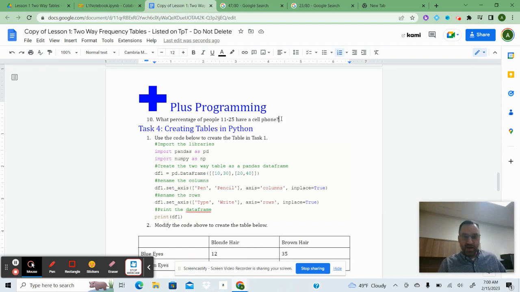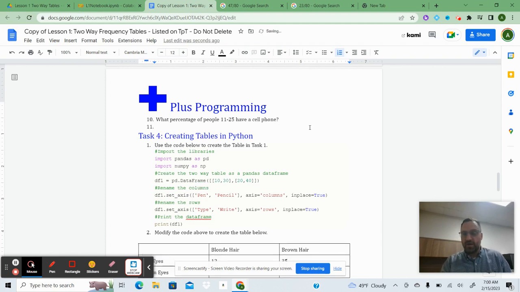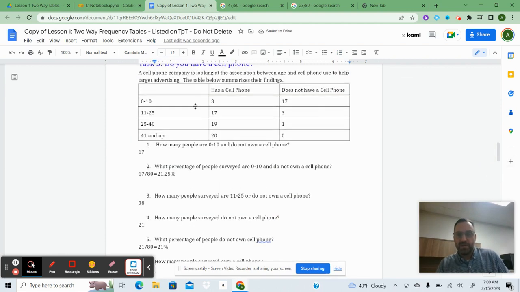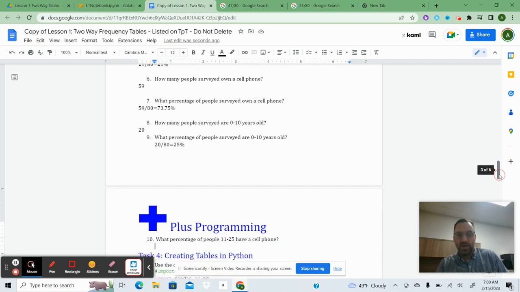Oh, and what percent of people 11 to 25 have a cell phone? So if I look, I'm looking at just the people 11 to 25. So here there's 20 people. So 17 plus 3 is 20. So I go here, that's 17 out of 20, which gives me 0.85, which is 85%.